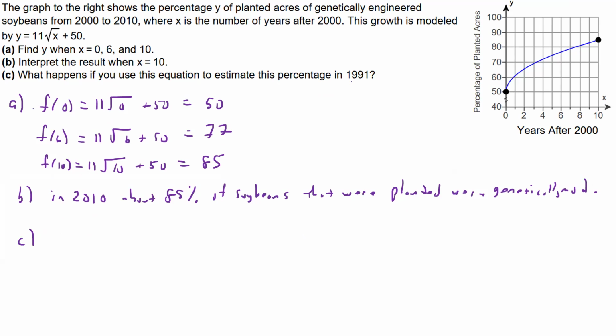Now C, what happens in 1991? Well, we're going backwards 9 years, so then x is equal to negative 9. Well, we can't take a square root of negative 9, and so the percent can't be estimated, because it would become an imaginary number, and that just doesn't make sense. So that's as far back as we can go, because that's how the graph and the model were set up. And so because of that, we're just done, because we can't take the square root of negative 9.